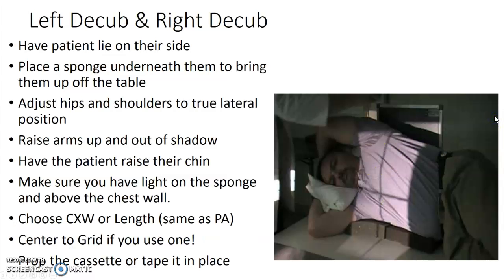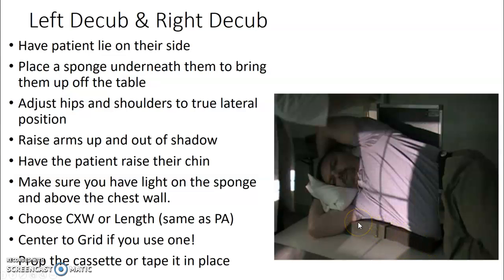You're going to do both left and right decubitus views. The patient's going to lay on their side. You're going to place a sponge underneath them. Why? Because your side of interest is the side down. So you don't want their chest directly on the table, because then you're going to clip with the cassette. So you raise them up.